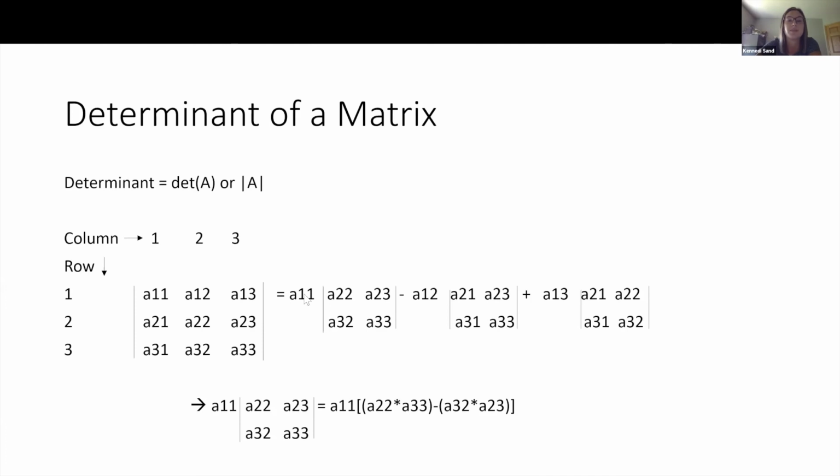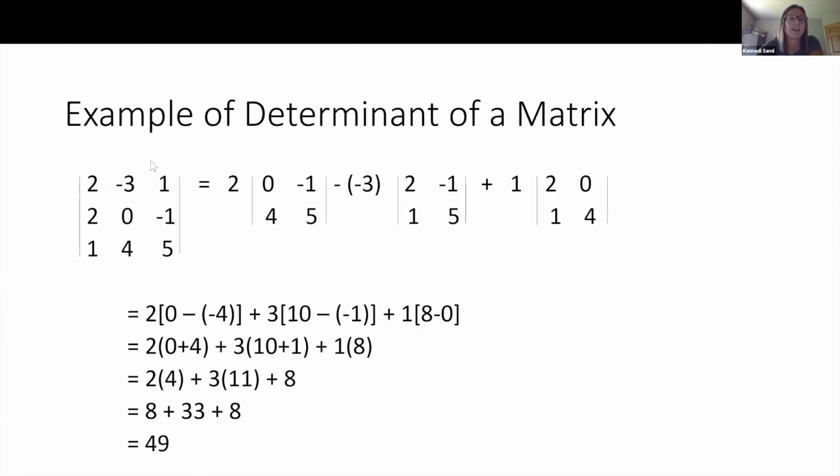So then you'd be left with the A11, and then you're left with the A22, A23, A32, and A33, if that makes sense. So this is what's left after you cross out the column and the row, and then do the same thing. And then once you have that, you take the A11, and then you multiply that by basically the diagonals. So you take A22 multiplied by A33, and then you subtract that from A32 times A23. And here's an example of that.